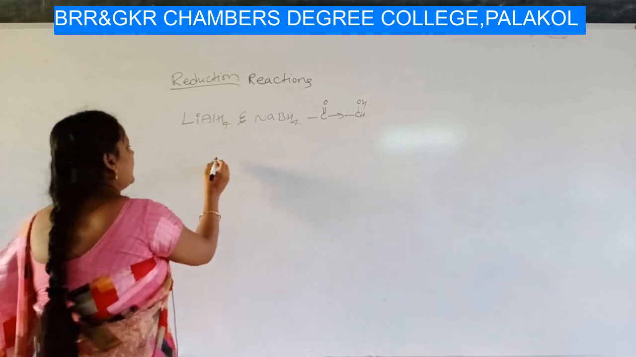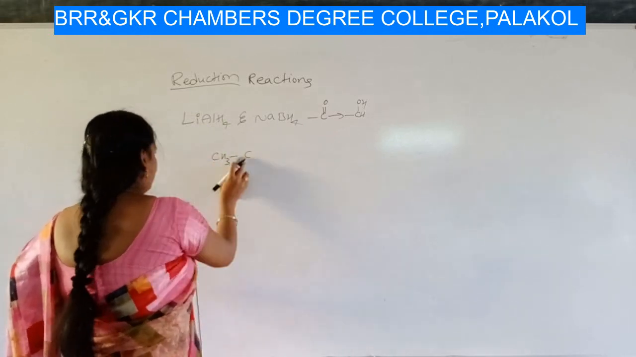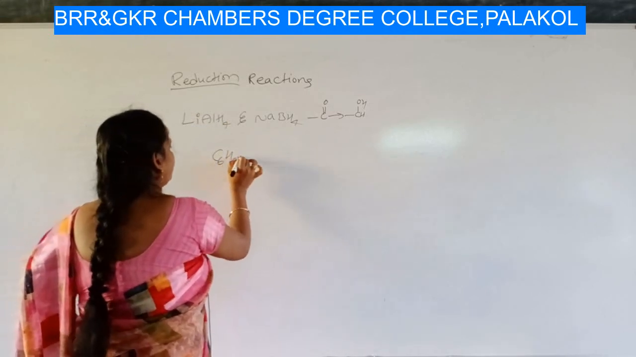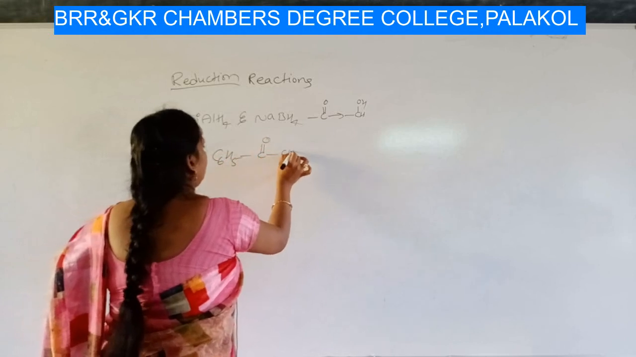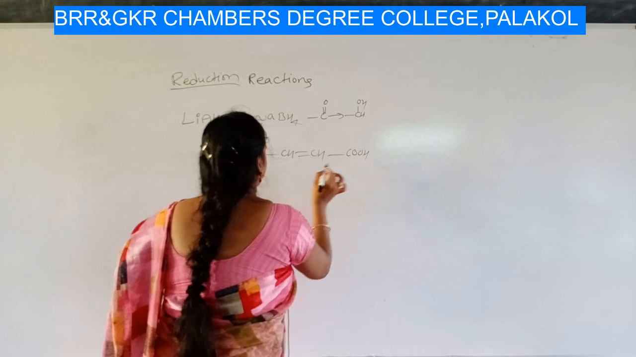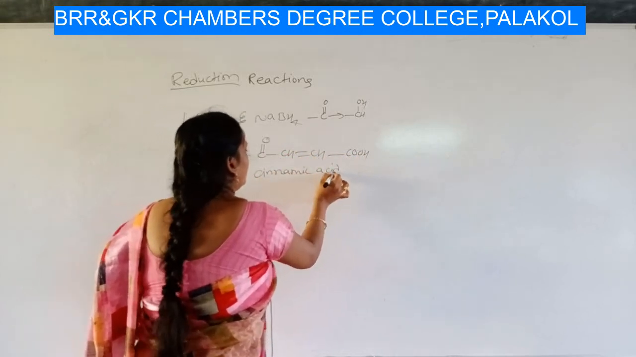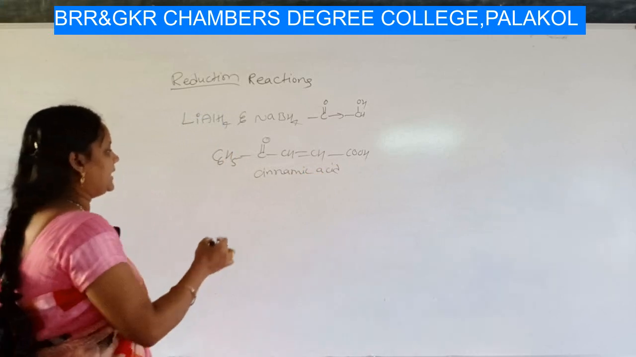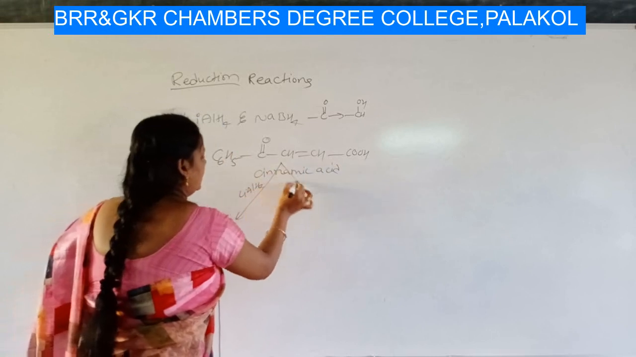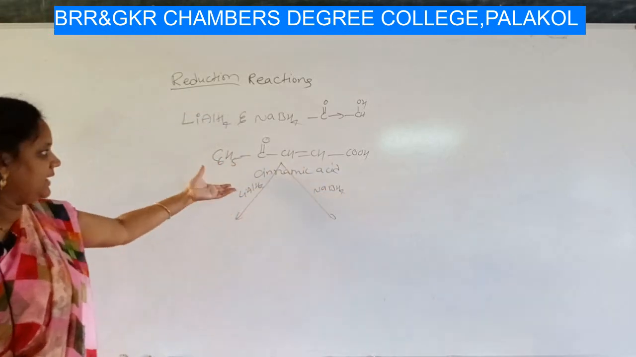Okay students, I have completed crotonic acid. Let me write cinnamic acid. C6H5, C double bond O, CH double bond CH, COOH. Cinnamic acid. What happens if you take cinnamic acid with lithium aluminum hydride? I hope you can write the products for yourself, students. They are very simple now.